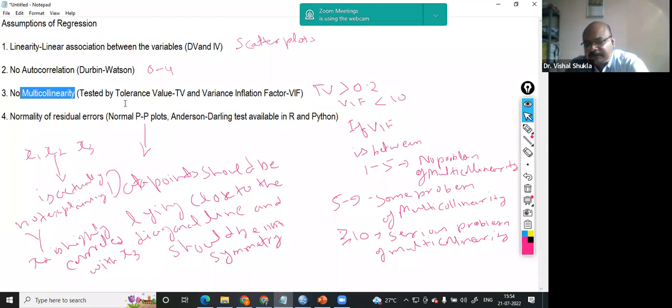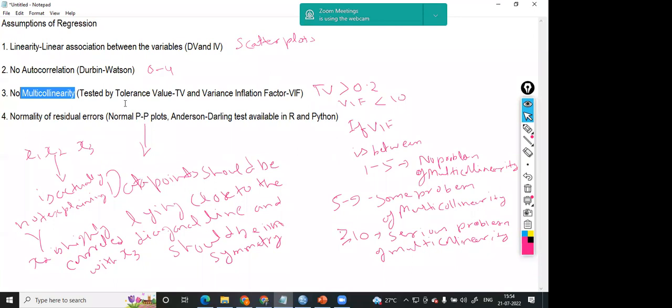This is applicable only when you have many predictor variables, right? When you are having only one predictor variable, then only linearity and normality of residual errors. Means when you are doing simple linear regression. When you are doing multiple linear regression, then all these four assumptions need to be met. Is that clear? Yes, sir. Very clear. Okay.